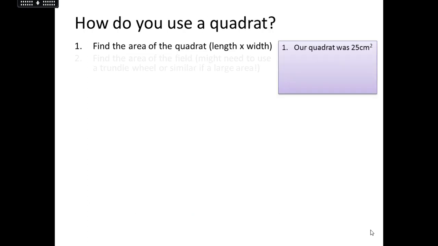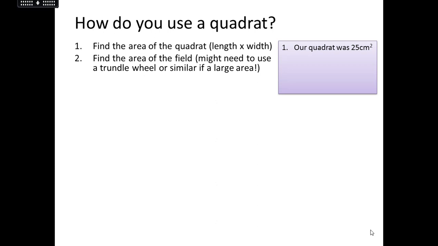Sorry. The second thing is to find the area of the field, which might need a different piece of equipment. You might need to go and get a trundle wheel, one of those things that you wheel on the floor and it clicks every metre. Or you might be able to do it with a measuring tape. It depends on the size of the area you're doing. So let's say the school field is 125 metres squared, and if we then need to be in the same units as our quadrat, it would be 12,500 centimetres squared.